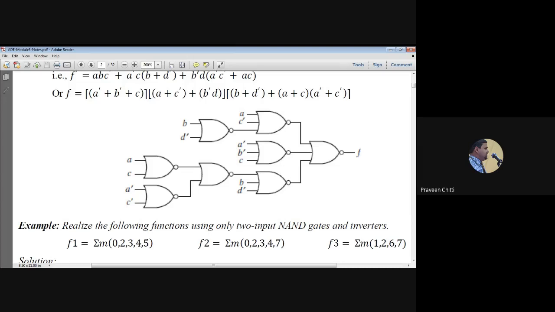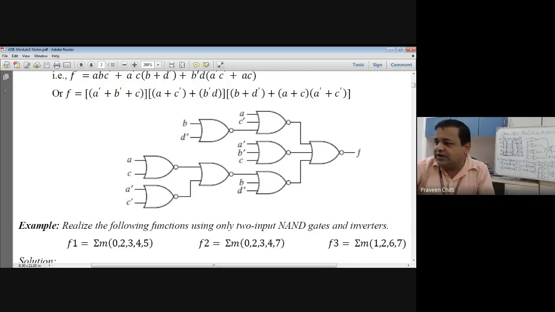Draw the corresponding 2-level AND/OR circuit, full stop.